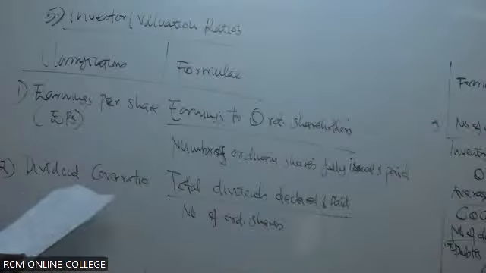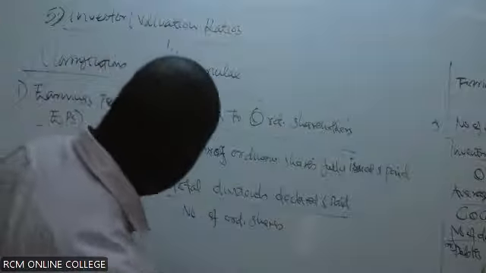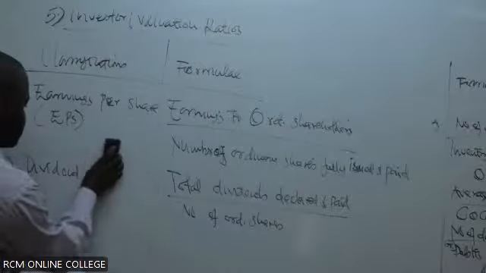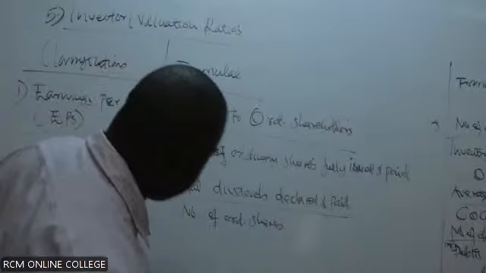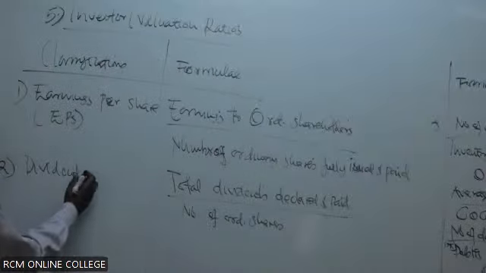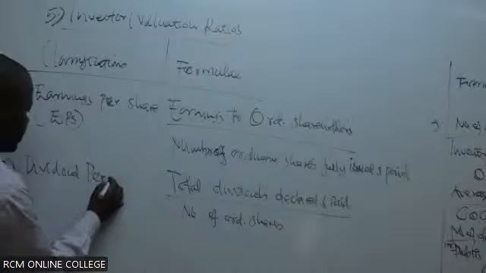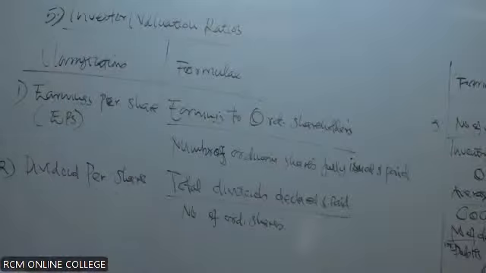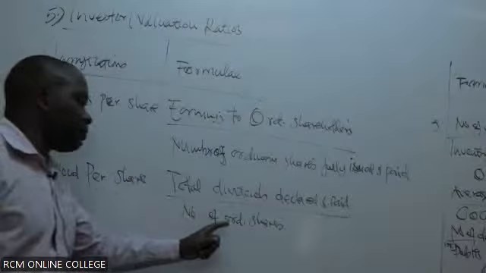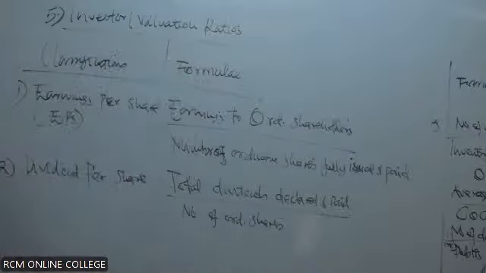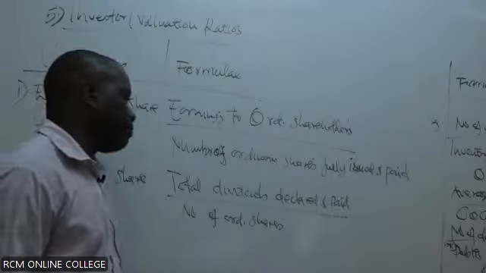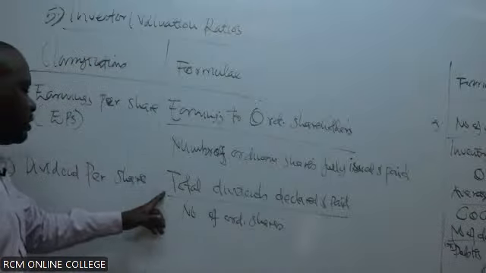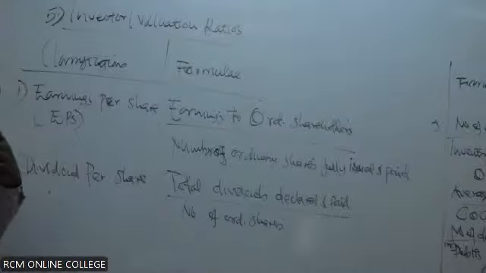Sorry, this is supposed to be not dividend cover, but dividend per share. You can correct that. We will see dividend cover later. So dividend per share: the total dividends declared and paid divided by the number of shares. You want to know how much has been paid for each and every share you own in the company, so you take what has been paid as dividends and divide by the number of ordinary shares.